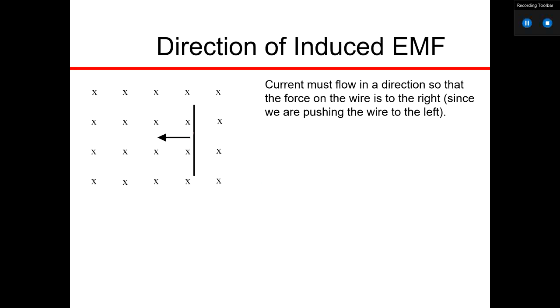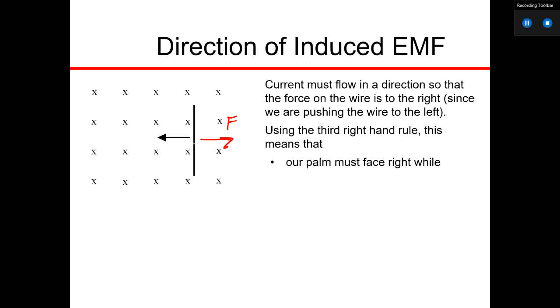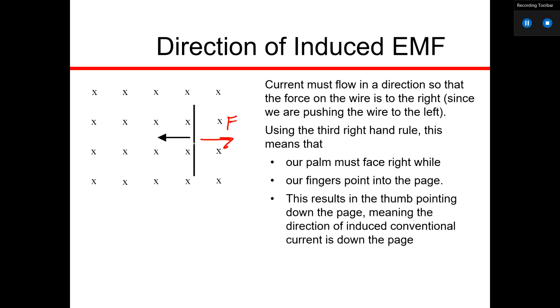So if we have a wire moving to the left here, current must flow in a direction so that the force on the wire is to the right. Remember, if the wire moves to the left, because nature opposes changes, there's going to be a force trying to push it backwards to the right. If we use the third right-hand rule, our palm must face to the right, because coming out of our palm represents the force. So you face your palm to the right, fingers point into the page, and your thumb points down the page, which means that the current is in this direction, down the wire.